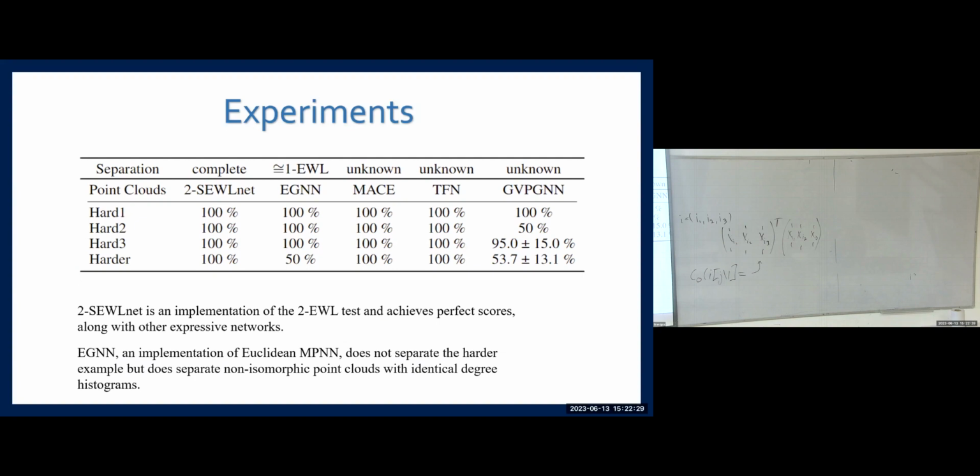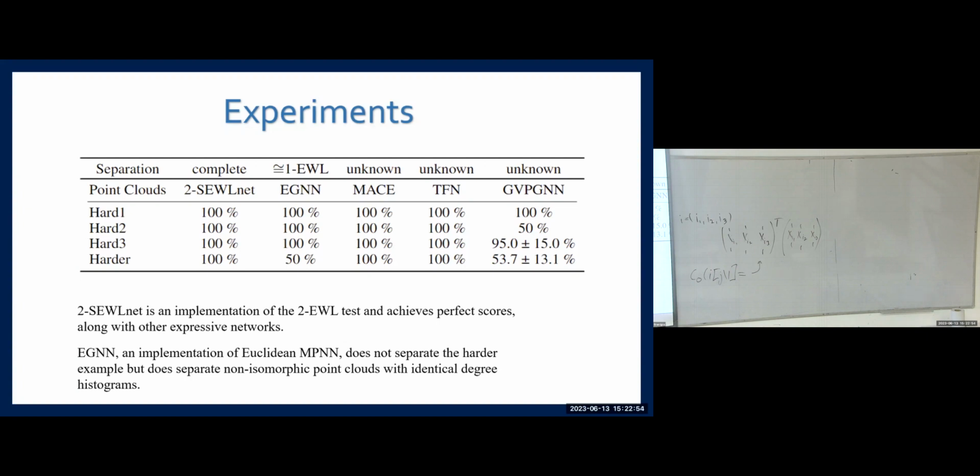And we still obtained scores on point clouds, where one of these is a difficult point cloud that I showed earlier, of these two non-isomorphic point clouds that one WL cannot distinguish, right? So our network, we've shown it to be complete.